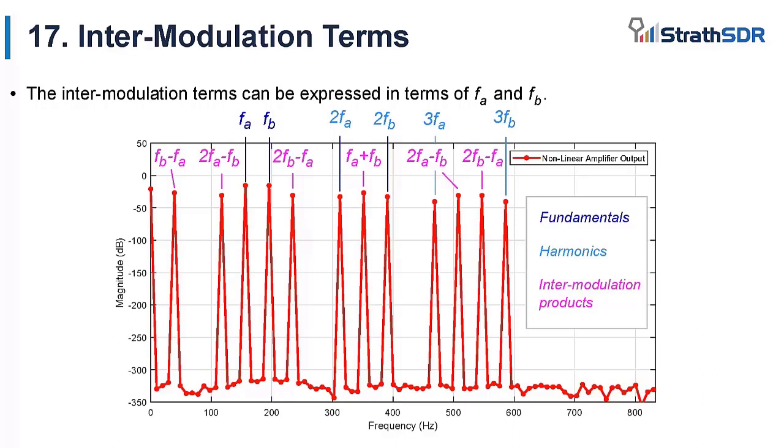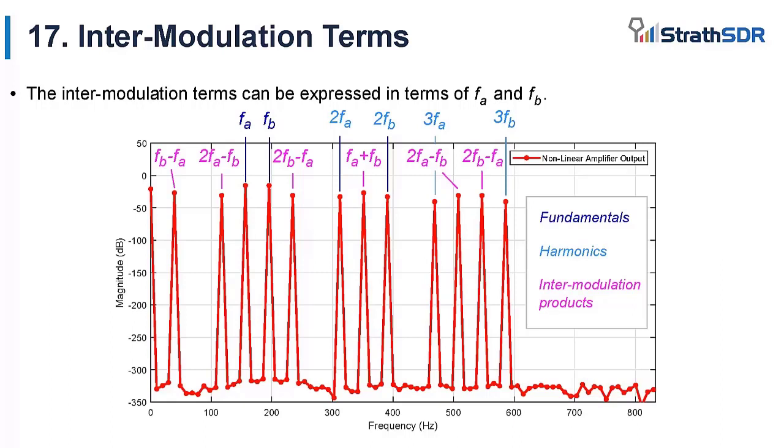We also have a set of harmonics, which, as before, are integer multiples of each of the original frequencies. So we have tones at 2FA and 2FB, and those are the second harmonics, and then we have tones at 3FA and 3FB, which are the third harmonics. All of the pink labels represent intermodulation products. In total, we have 6 different intermodulation products, which are different combinations of FA and FB.